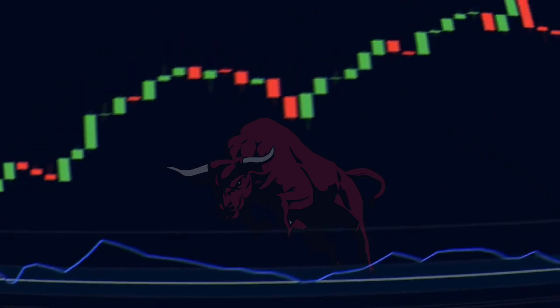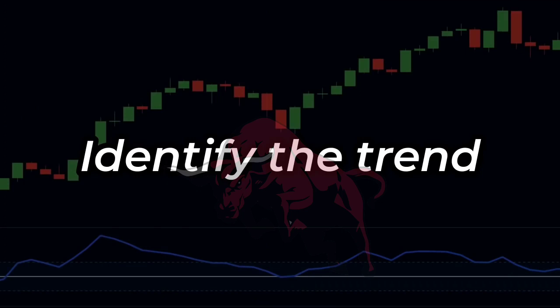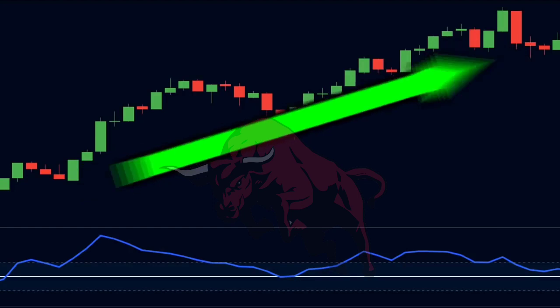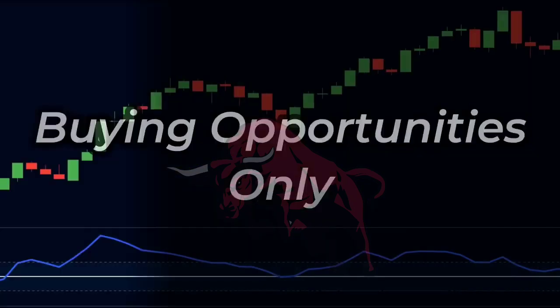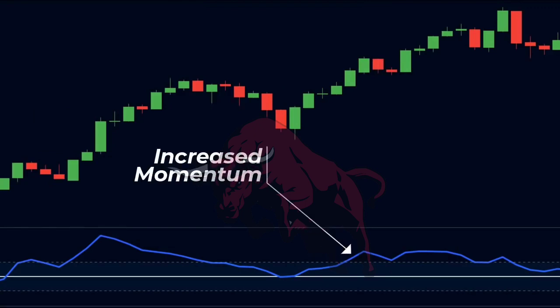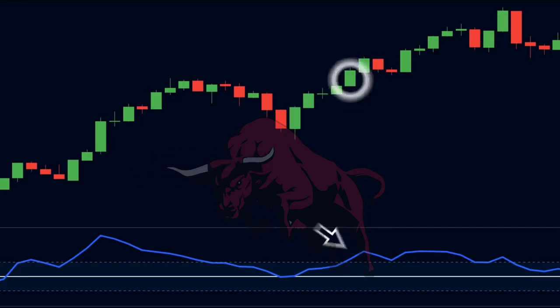Let's look at some chart examples to understand this. Here on this chart, we will first identify the trend. As you can see, the CCI line throughout the chart has been above the zero line. This shows us that the price is in a strong uptrend. In an uptrend like this, we want to look for buying opportunities only. Then, at this point, we see the CCI line cross above the plus 100 line. This indicates that there has been an increase in momentum of the uptrend. Therefore, this is a good entry point to enter the market.